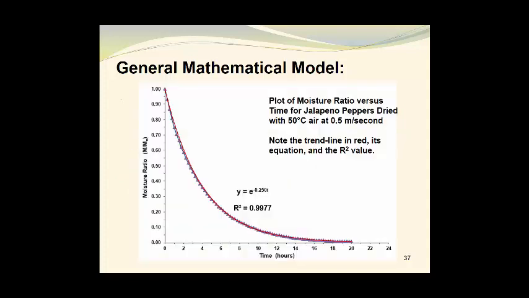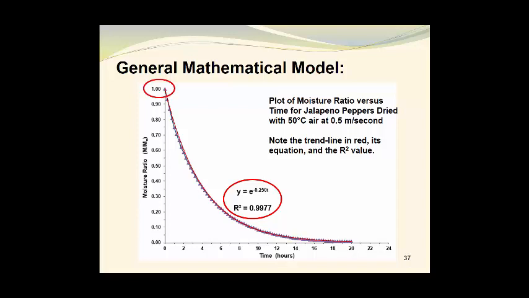Here we see the plot of the moisture ratio versus time for jalapeno peppers dried with the 50 degrees Celsius air and the air velocity of 0.5 meters per second. Note once again that the trend line is shown in red and we have its equation and the R-squared value for this. They're shown in the red oval.